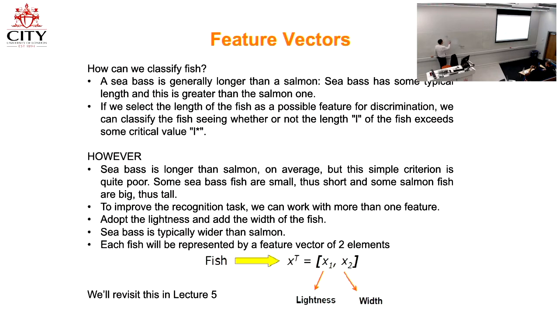Fish number 1 is a salmon and it's here. Fish number 2 is a salmon and it's here. Fish number 3 is a salmon and so on. So I have 10 different salmons. And what I have, this is a sea bass.